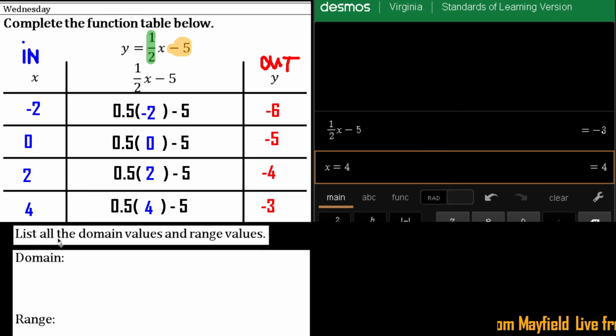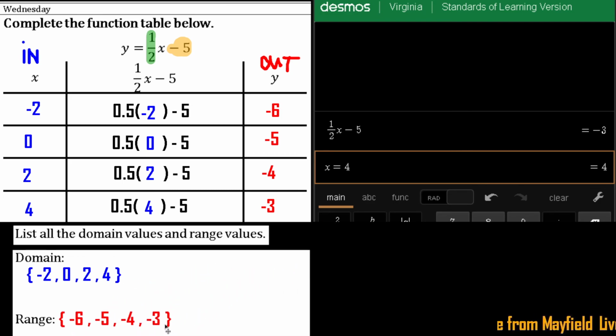So then it says list all the domain and range values. Again, our domain is our input, and so we know that our domain is -2, 0, 2, and 4. Again, notice how I'm listing them from least to greatest. Same idea with the range. Our range is going to be our output, so that's our y values. And so you'd say -6, -5, -4, and -3.